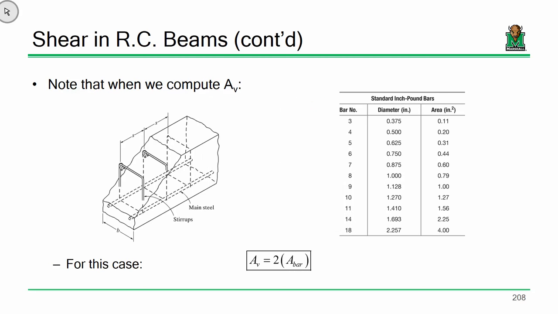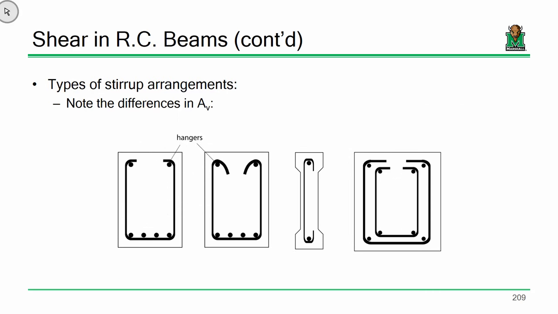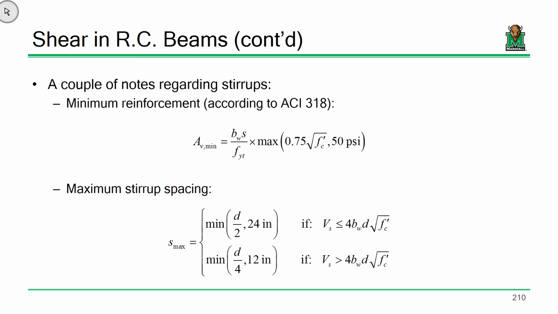Now, when we compute the area, we need to think about cutting a cross section and asking how much steel is resisting that shear force. For a case like this, it would be 2 times the area of a single bar, because we've got a U-shaped stirrup, so we've got 2 legs, or a hoop-shaped stirrup in this case. For the 2 cases on the left, we're dealing with 2 bar areas. For the third one, that would be only 1 area, 1 bar resisting shear. For the one on the right, how many? 4. Okay.